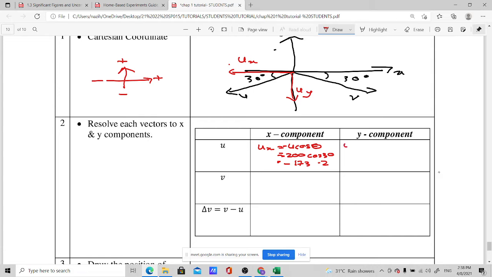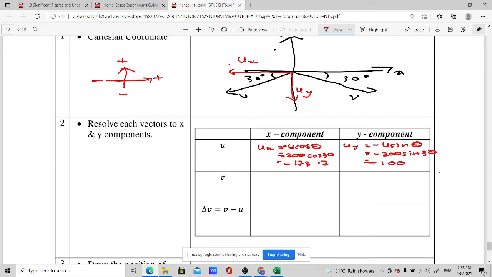And for the y component, your uy, if you look at the direction, it is downward, so it should be negative. Look at the position of the angle. The angle is here, so for the axis without the angle, we put sine. So this is your sine theta. This would be negative 200 sine 30. So what will be the value? Negative 100. Very good, negative 100.